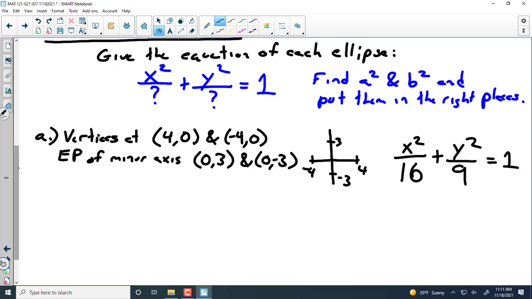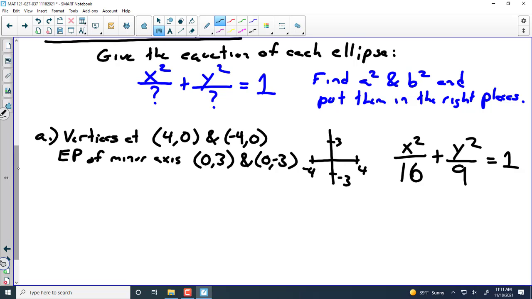I drop in my two numbers 16 and 9 because I'm going left and right 4, so square that you get 16. Up and down 3, square that you get 9. Since it was left and right 4, that's why the 16 goes under the x squared, and since it was up and down 3, that's why the 9 goes under the y squared. This is like the problem we did at the very end of class last time, and one of the problems we did earlier today.